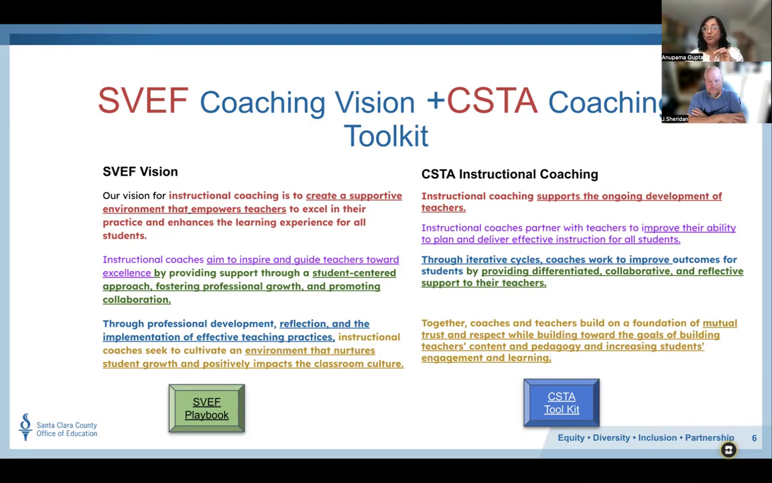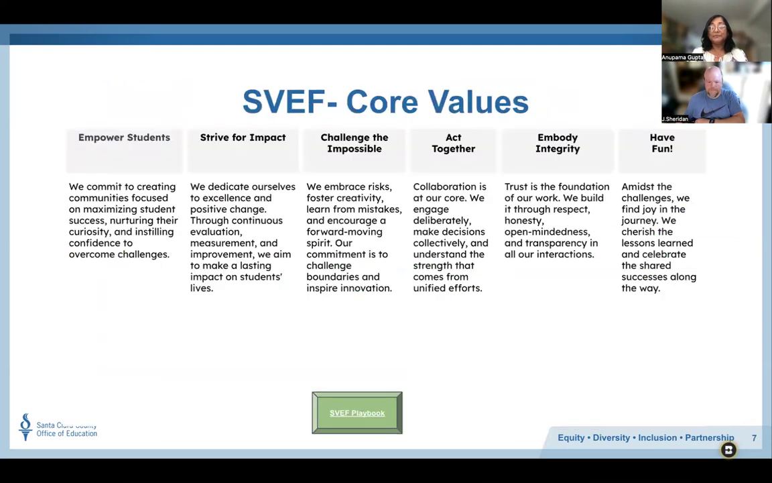And on the bottom, you will also see the link for the CSTA toolkit from where I've got this. And we can explore that. I will go through that later, but that's there for you to look into later. The next one is the SVF core values. So again, this is also taken from the SVF playbook.